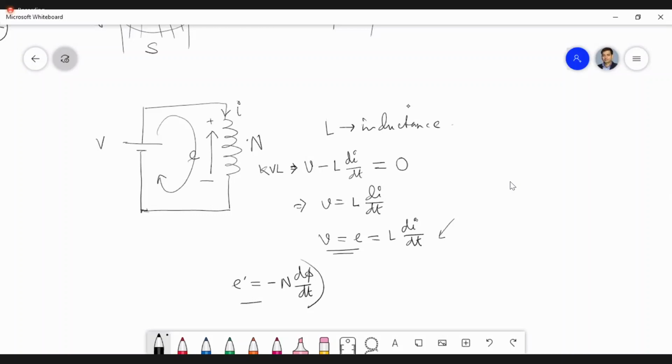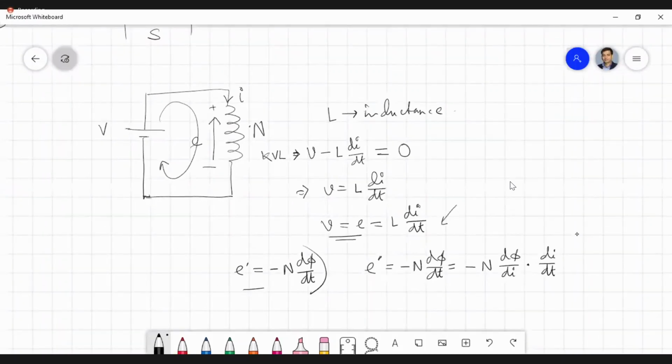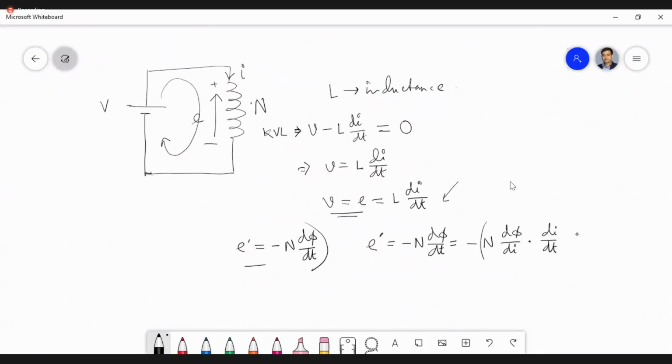Okay, now you just see. Now this E prime, that is N d phi dt, this expression can be written as N d phi di into di dt. Can't you write like this? Okay. So if we can write like this, then what is this term?